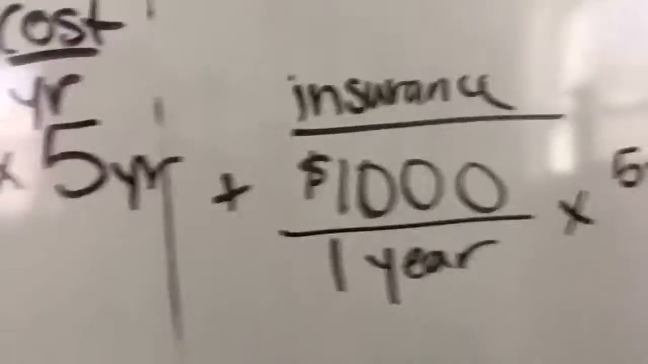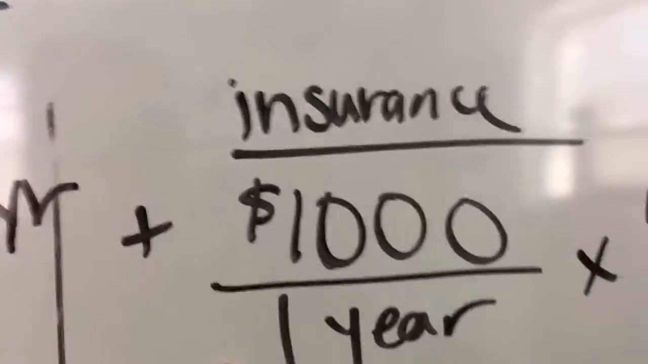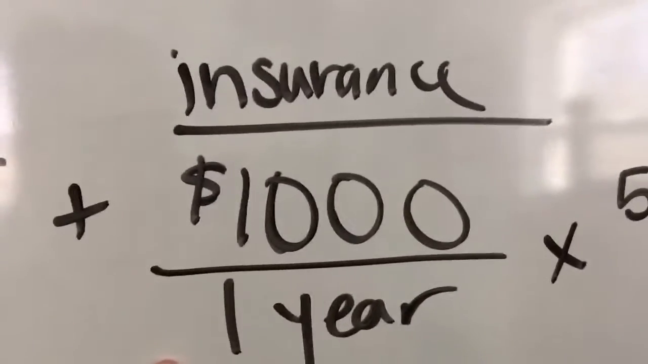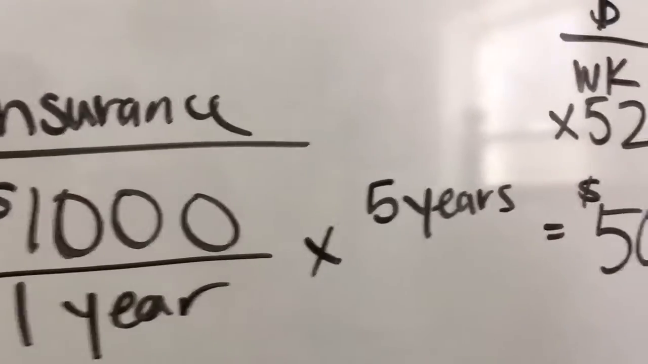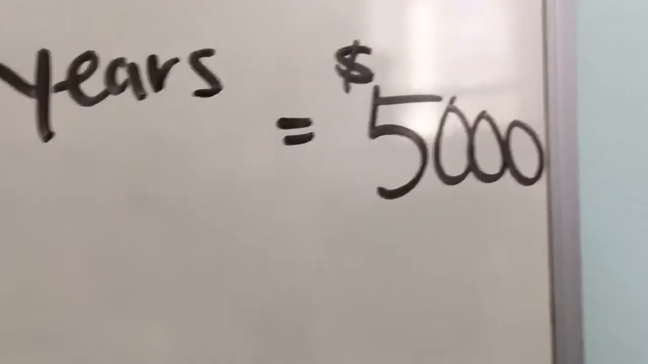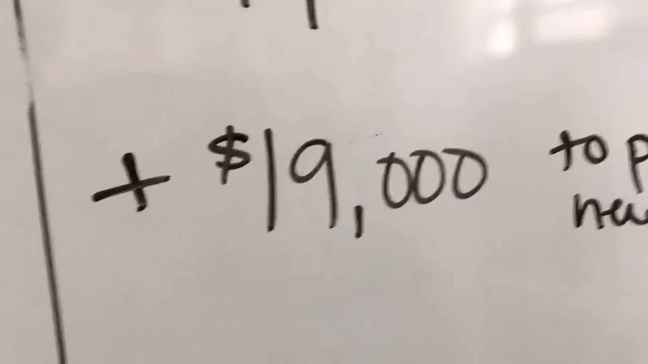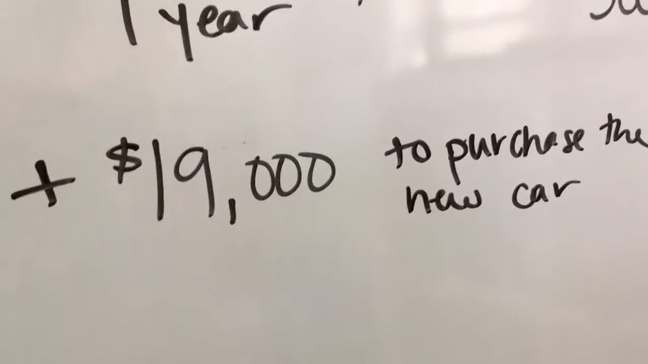But then with this car, your insurance is more expensive, right? They tell you your insurance costs $1,000 per year. You're going to have to multiply that by 5 years, and that's easy math. That gives you $5,000. But then with this new car, right, you have to buy it. And that's going to cost you $19,000 to purchase the new car.